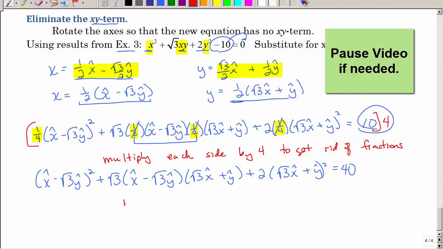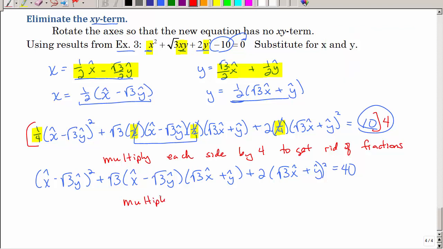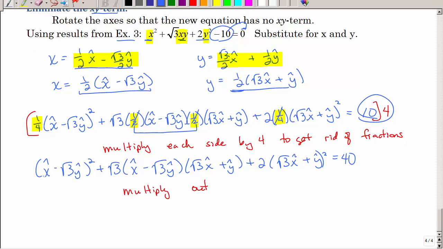Okay, so now I just need to multiply all this out carefully. That's the key word. Don't go too fast. Carefully. Right? So if you need to, you might want to write that out side by side. x minus the square root of 3 y times x minus the square root of 3 y, and FOIL it. But you're in pre-cal, you should be able to do this in your head. So that's going to be x squared, and then you'll have 2 of these. Then when you square the square root of 3, that's going to be a 3.